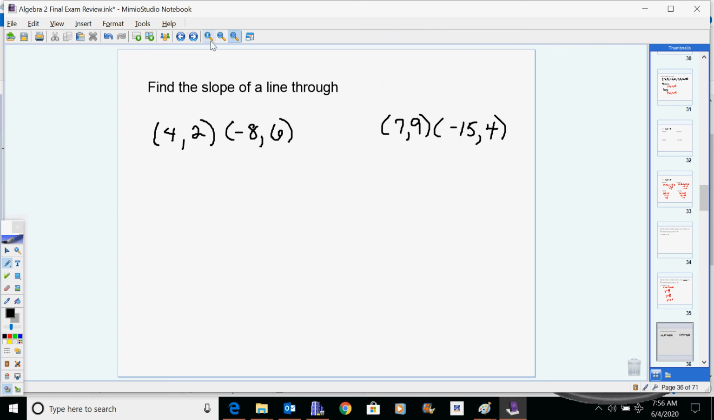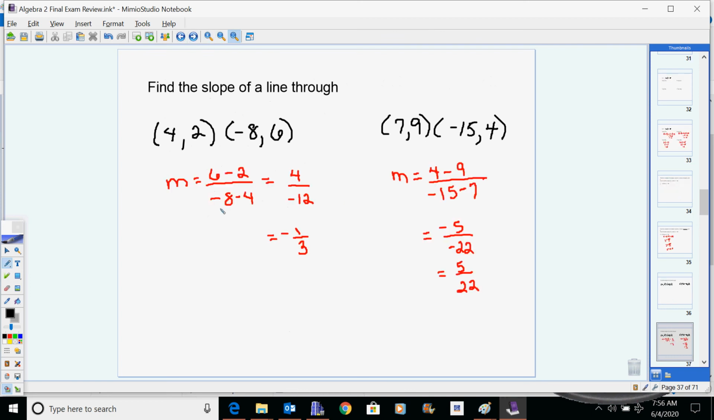Slope of a line, y2 minus y1 over x2 minus x1. You've been doing this for years. Okay? y2 minus y1 over x2 minus x1. Just be real careful of your signs.